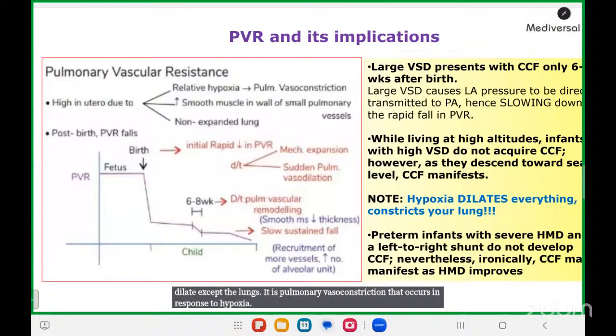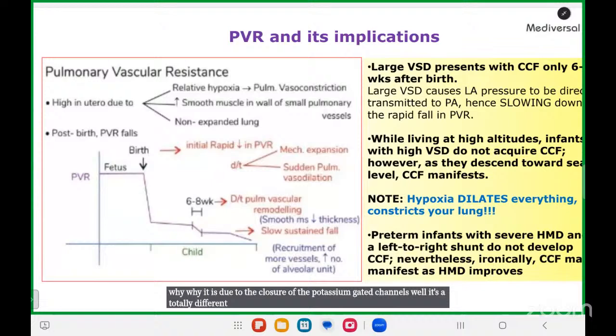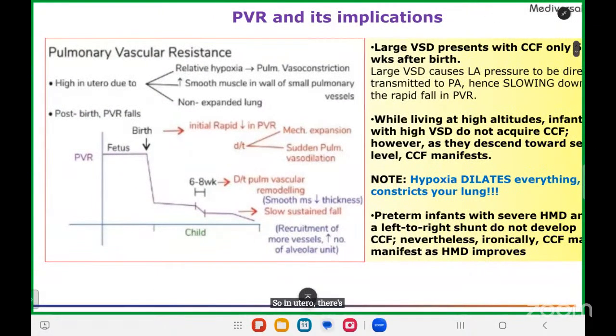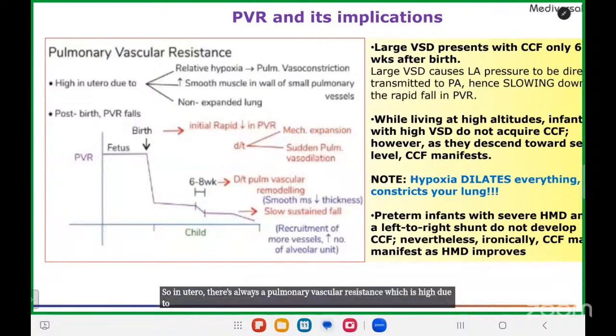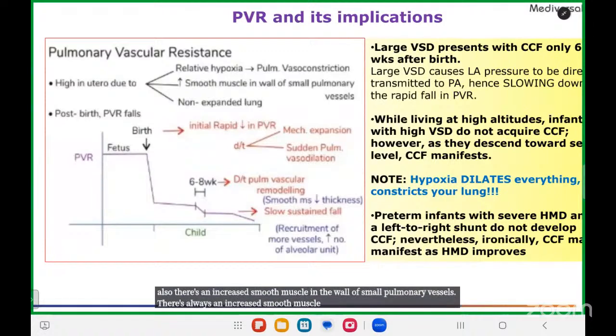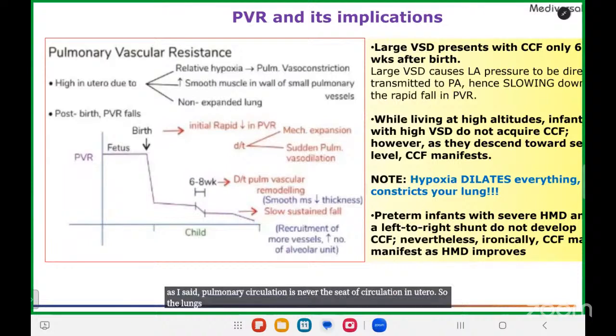Why? It is due to the closure of the potassium gated channels. Well, it's a totally different discussion that I don't want to get into right now because of the shortage of time, but I can clearly tell you this. Always remember, hypoxia dilates everything but constricts your lung. So in utero, there's always a pulmonary vascular resistance which is high due to a relative hypoxia. Also, there's an increased smooth muscle in the wall of small pulmonary vessels, which leads to a high PVR. And as I said, pulmonary circulation is never the seat of circulation in utero, so the lungs never really expand. Due to this non-expanded lung, there is a very high PVR in utero.